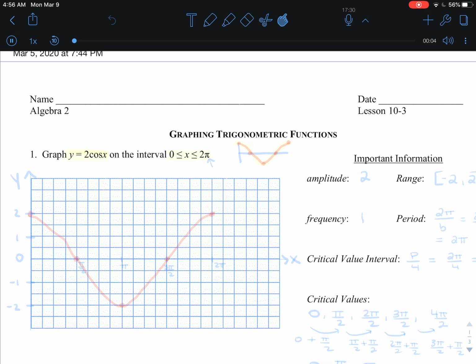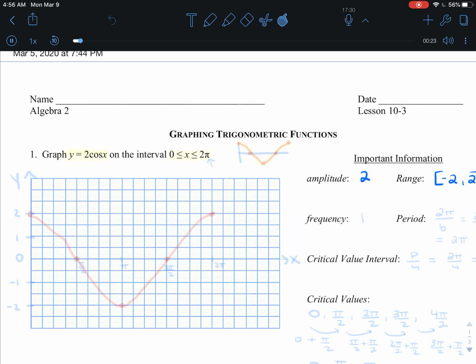Okay, let's graph y equals 2 cosine x. We know that the amplitude is 2, since that's the number in front of our function. What that also tells us is that this graph is going to go from a minimum of -2 to a maximum of +2, so that helps us know our range.